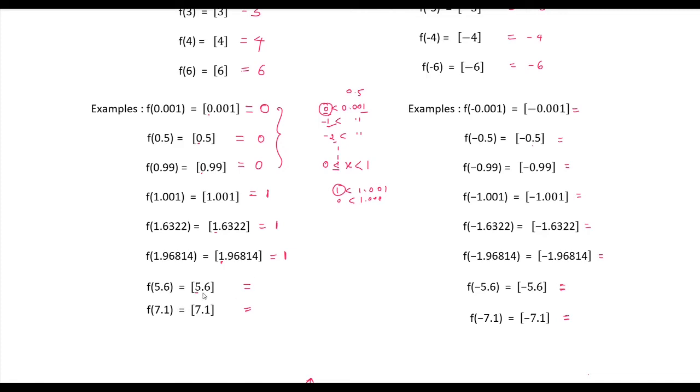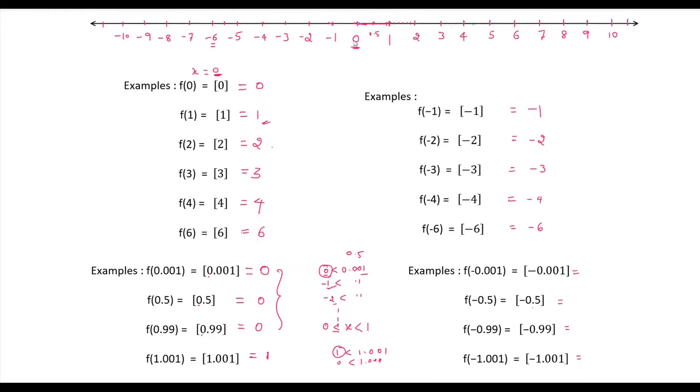Okay, now if it is 5.6, 5 is less than 5.6, and so are 4, 3, 2, 1, 0. So many infinite points are less than 5.6. But out of all that, the greatest integer which is less than 5.6 is 5. Similarly, for 7.1, the greatest integer less than or equal to 7.1 is 7. Now, these are all for positive real values. Let us check for negative real values.